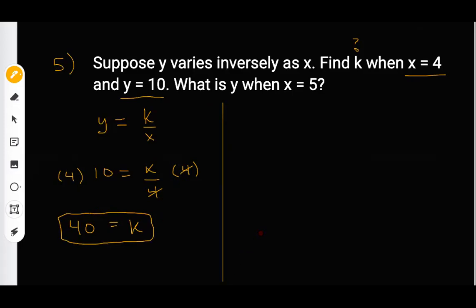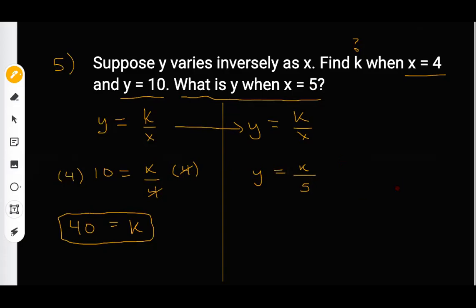But then it asks a secondary question at the end, right? What is y when x equals 5? Now, I already know that we're using inverse variation. So that formula that we used on the left side, I'm just going to copy that over. I know that y equals k over x. It tells me that x is 5, so I'm going to plug that in. So y is going to equal k over 5.